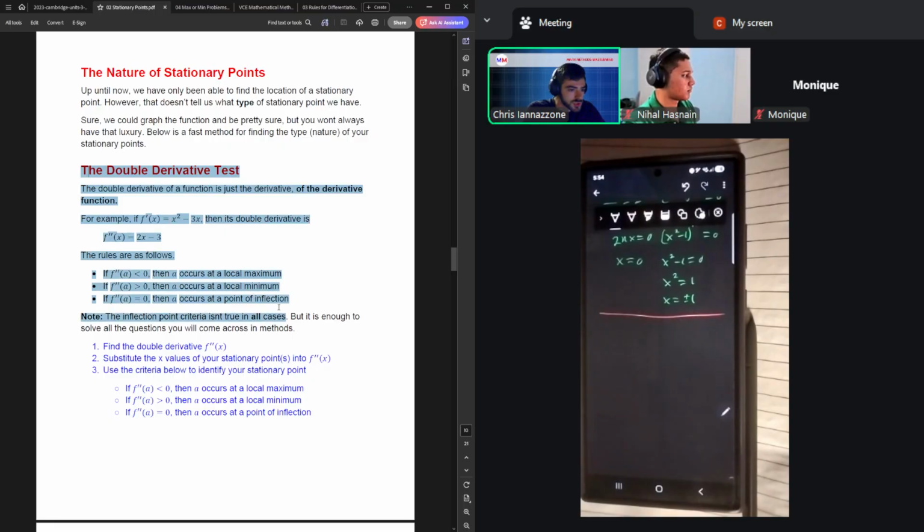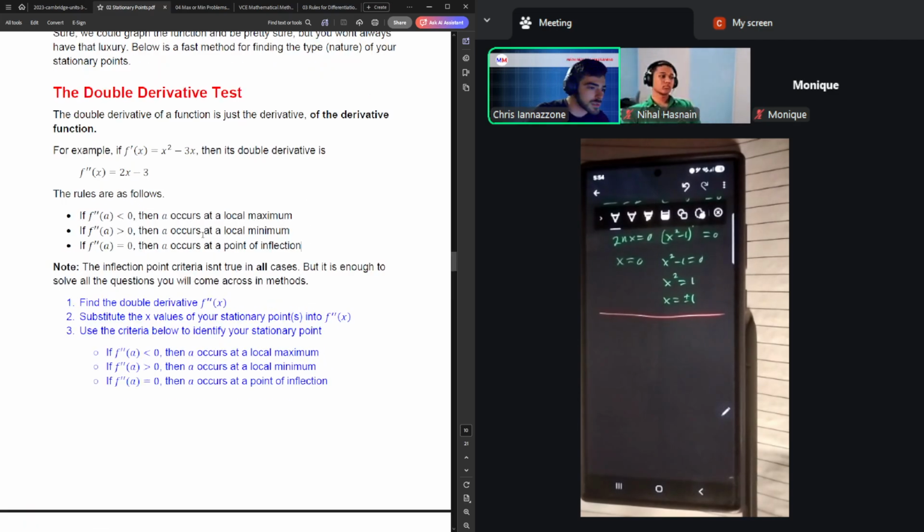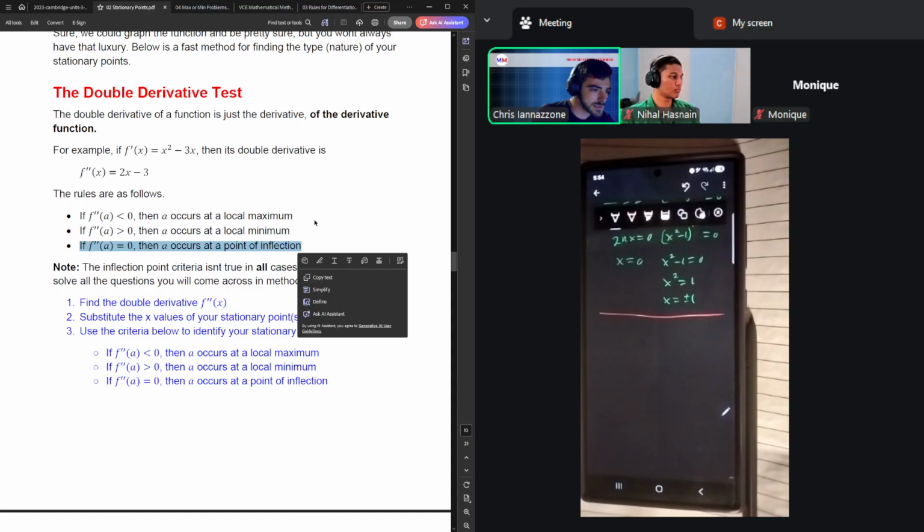By far, the most direct approach is going to be doing the double derivative and subbing in the x-coordinate that we've just found. So there's 3 little bullet points that'll tell you immediately which one you have. For anyone doing spec, technically, this isn't necessarily always true, this last bullet point here. It only is a sign that you potentially could have an inflection point, not necessarily guaranteed. For us in methods, that's not going to matter. It's always going to come out to be an inflection point.